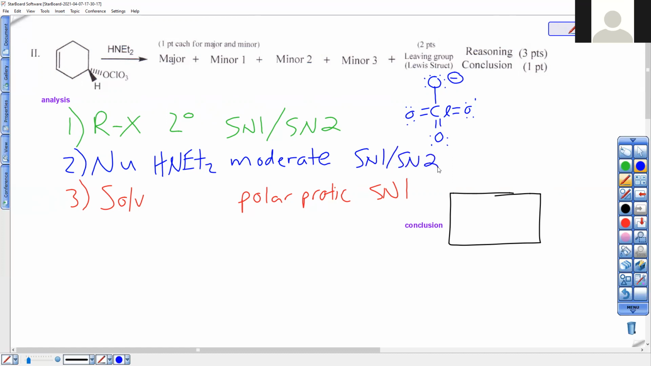What do you do when the solvent appears to be missing? It's very common, by the way. It's not missing. There's always a solvent here. Well, when the solvent appears to be missing, the solvent is the nucleophile.